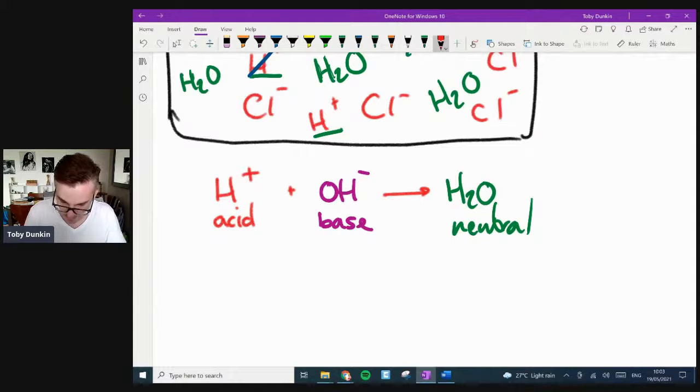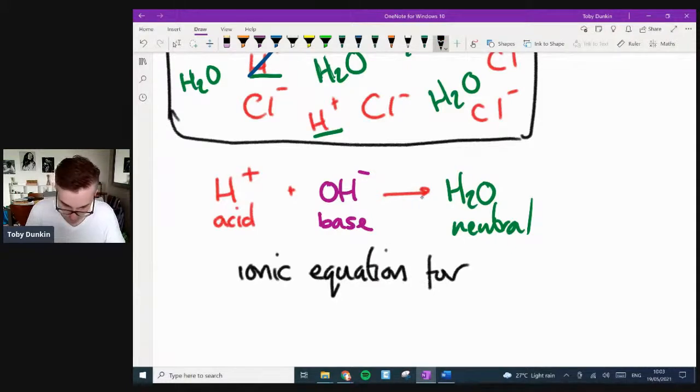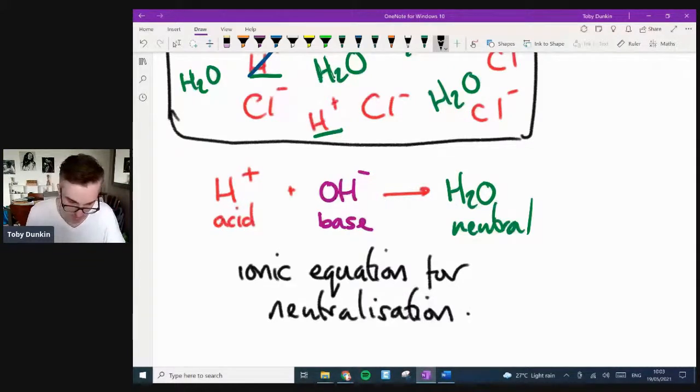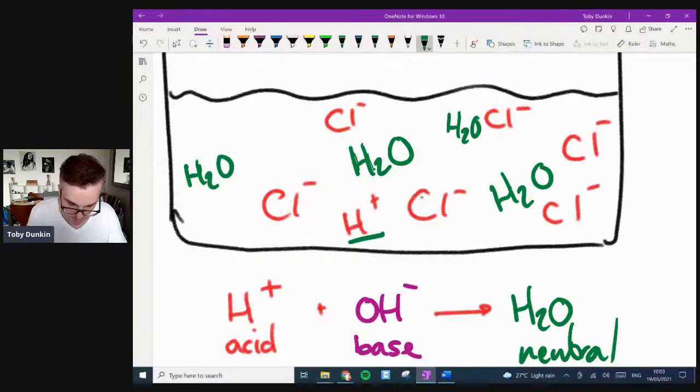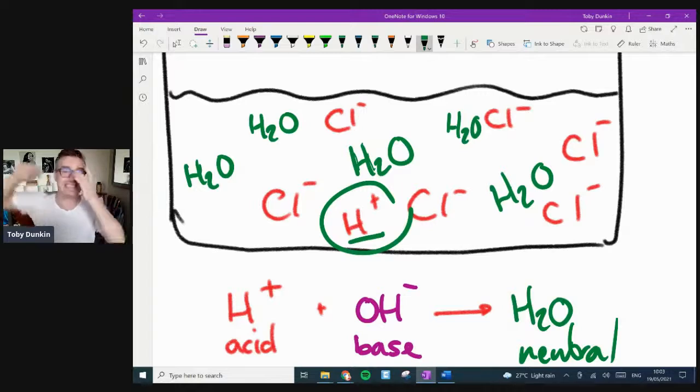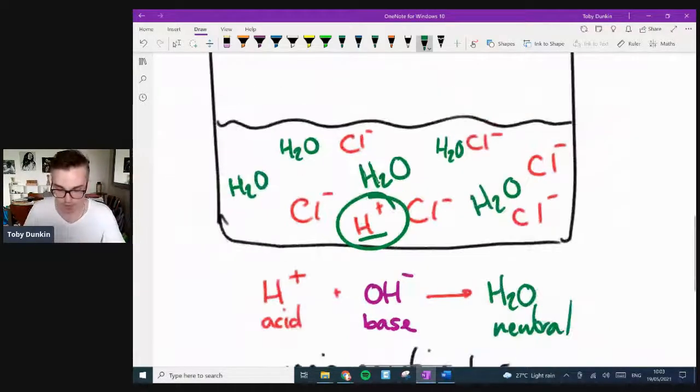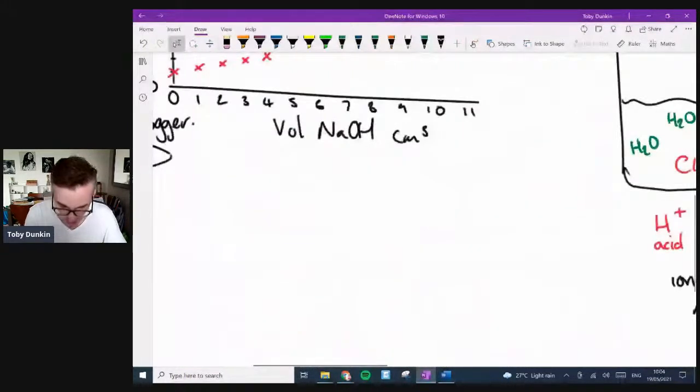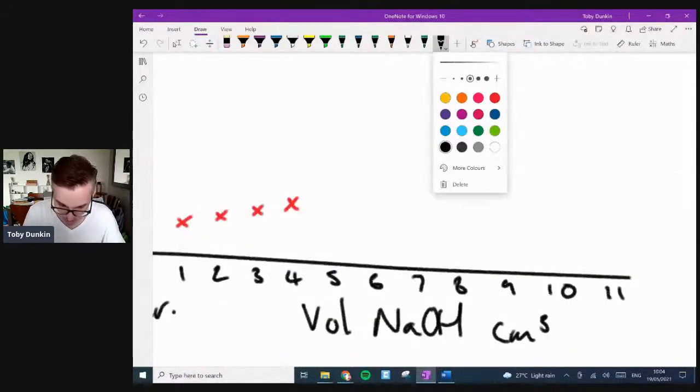This is called the ionic equation for neutralization. There we go. So that one now becomes water as well. Boom, it's gone. Water. And we still have H plus in the beaker. It is still there. It is still acid. But all of a sudden, we're now down to 1. And now this time, only 1 left. Now we finally see a bit of a change.